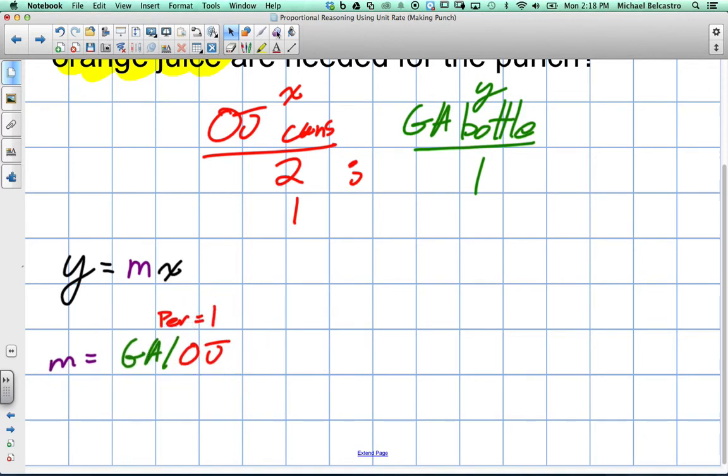Okay. So we need to convert OJ from 2 to the value of 1, which one way to do this is by dividing by 2. It's probably the simplest whole number way to do it. So because we divide that by 2, we'll also divide our bottles of ginger ale by 2.